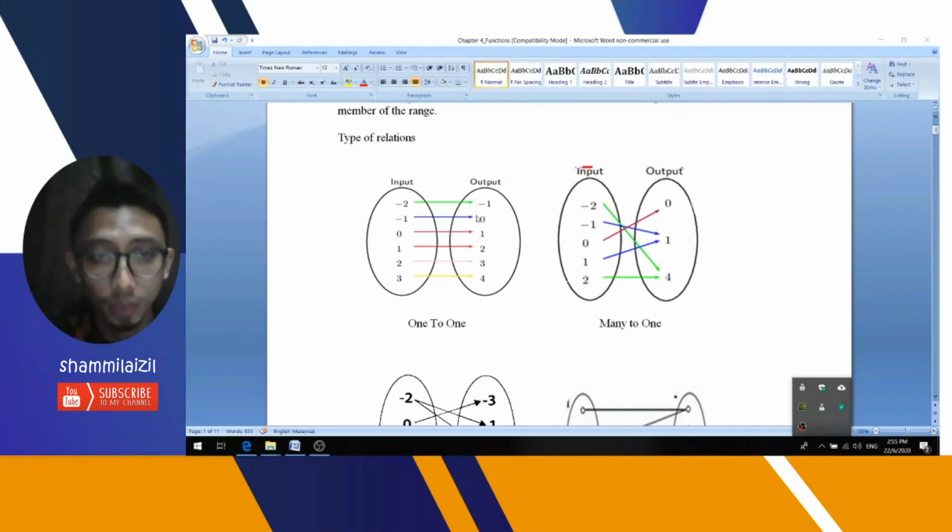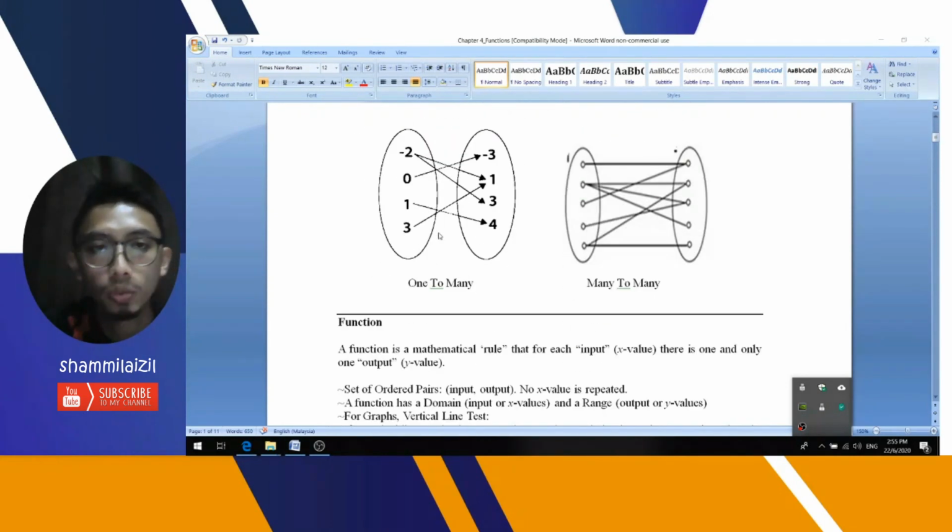So I think you knew already why this one we call one-to-one. Obviously, by looking at the lines, many to one. Take a look at the input or the domain here. -2 and 2 both map to 4, a single y. That's why we call it many to one.